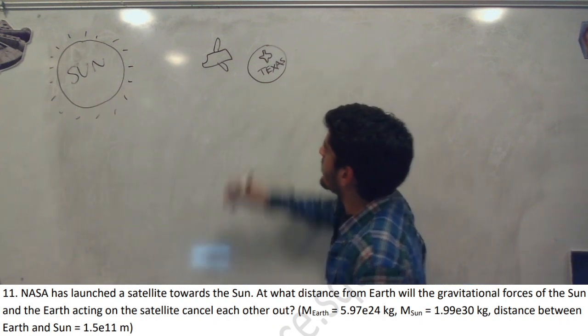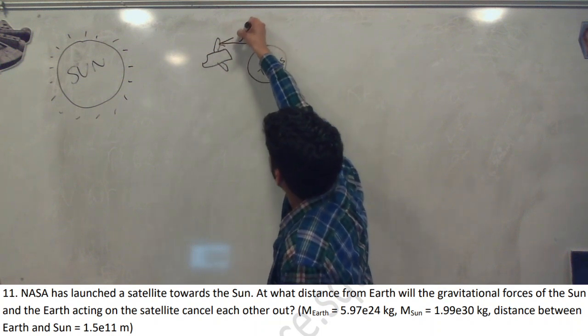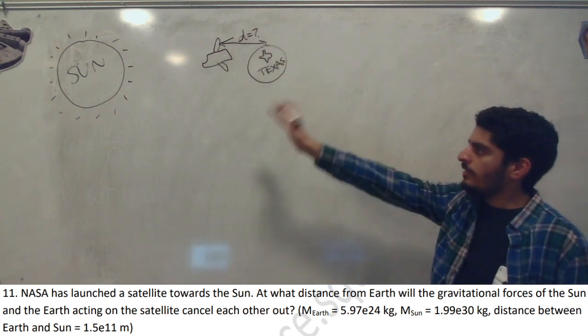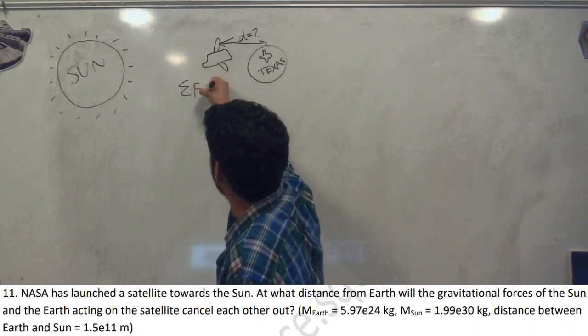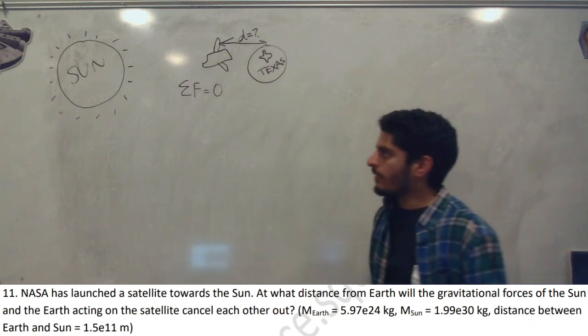So we want to find this distance right here. We want that distance. D equals question mark. We want to know what that distance from the Earth to the spaceship is, such that the sum of all of our forces is equal to 0. Because we want them to cancel out, meaning the sum of our forces is 0.